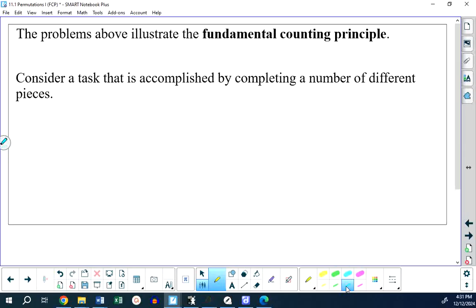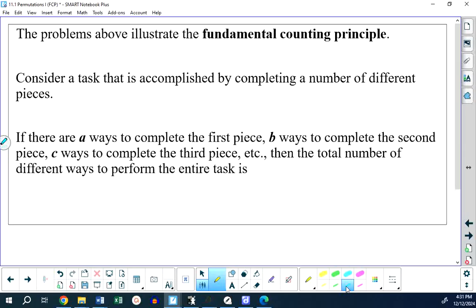And the fundamental counting principle says, if there are a certain number of ways to complete the first piece, and a certain number of ways to complete the second, and a number of ways to complete the third, etc., then the number of ways to complete the entire thing is found by multiplying the number of ways to complete each of the individual pieces. Now we're going to go back to Bobby Bear and back to the ice cream stand in just a second, but a couple more notes about the fundamental counting principle.